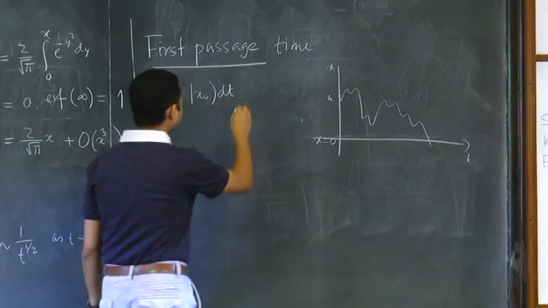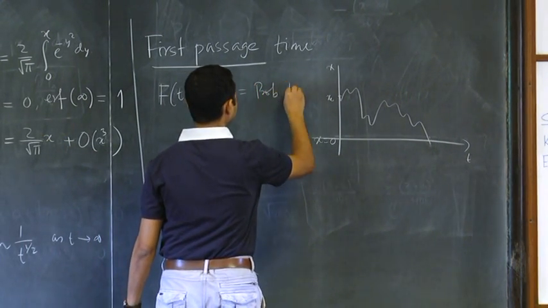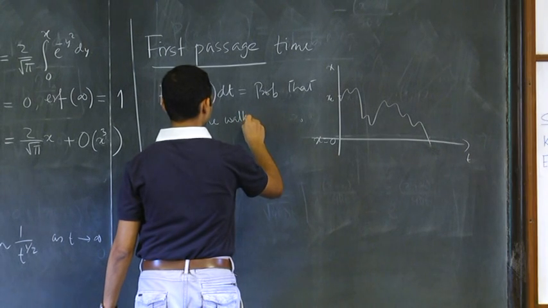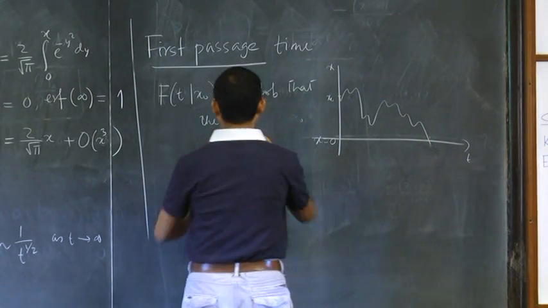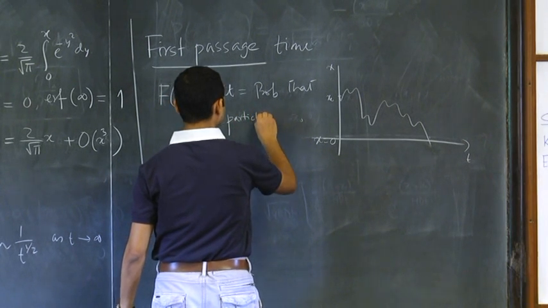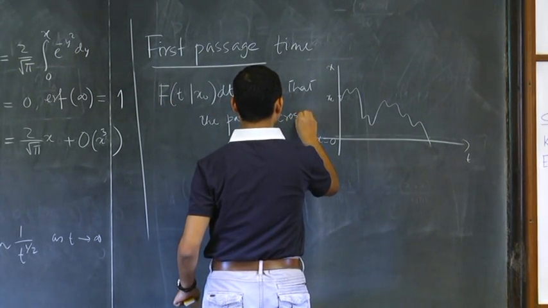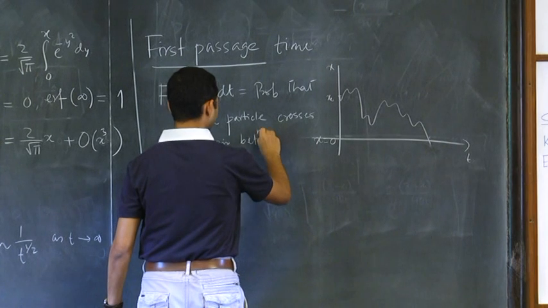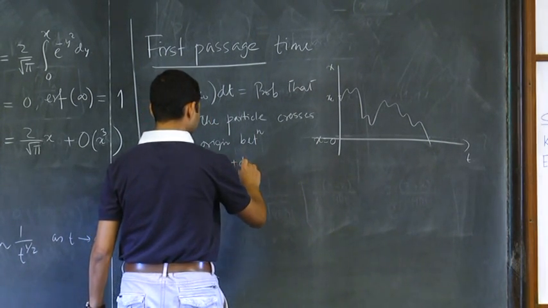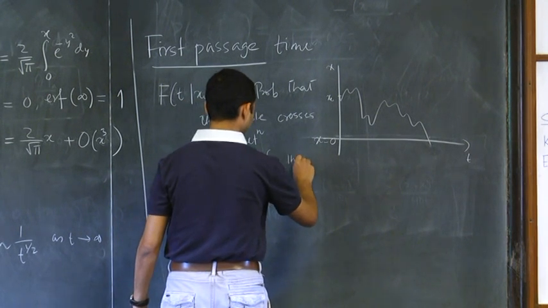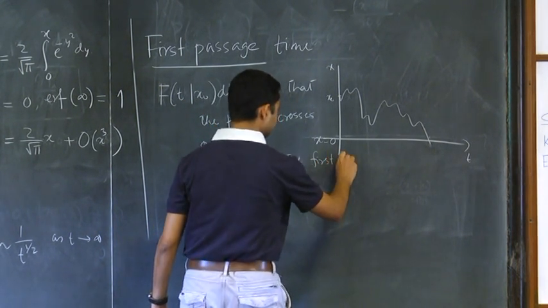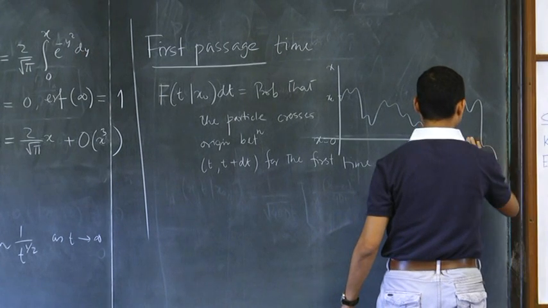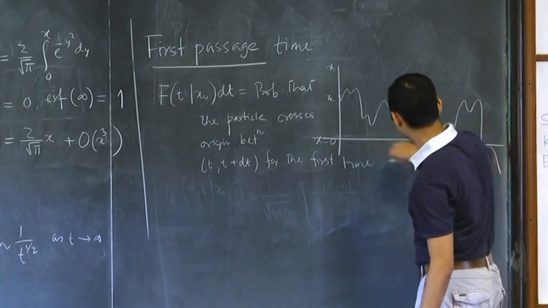So this is basically the probability that the particle crosses the origin between time t and t plus dt for the first time. So for example, if we look at this again, it might cross at some point. So this is the time, right.